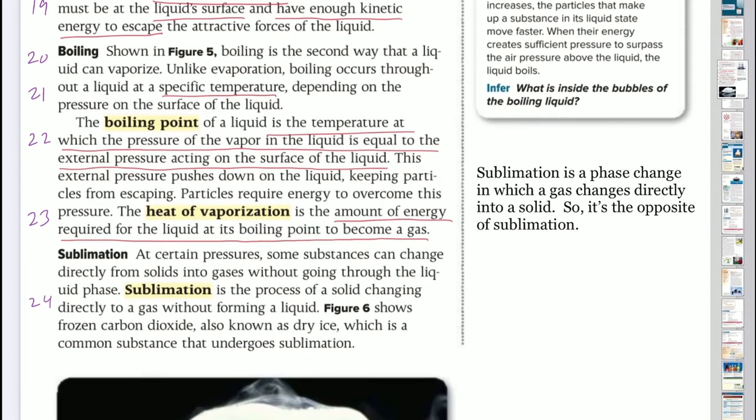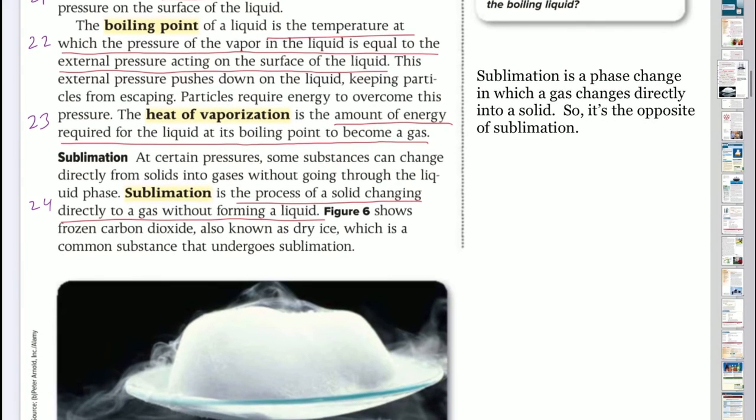Sublimation. At certain pressures, some substances can change directly from solids into gases without going through the liquid phase. So sublimation is the process of a solid changing directly to a gas without forming a liquid. Figure 6 shows frozen carbon dioxide, also known as dry ice, which is a common substance that undergoes sublimation. That's why it's called dry ice. It does not form a liquid first.